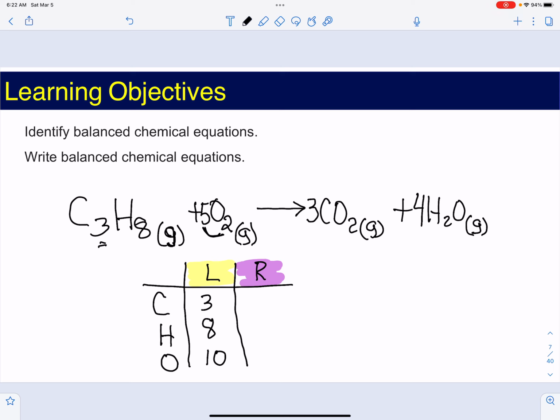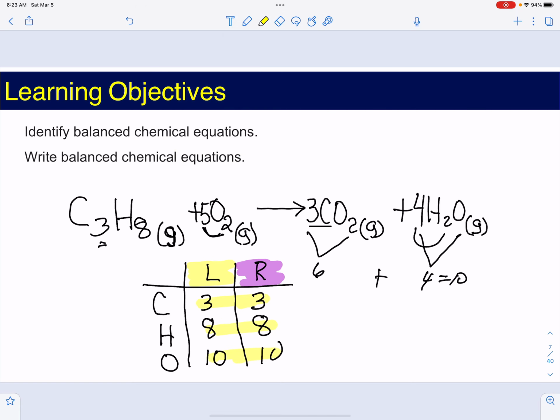On the right side, I have 3 carbons. I have 8 hydrogens, and I have 3 times 2 is 6, 4 times 1 is 4, and I have 10 oxygens. So now, this is a balanced equation. So that's how we make sure that we follow the law of conservation of mass.